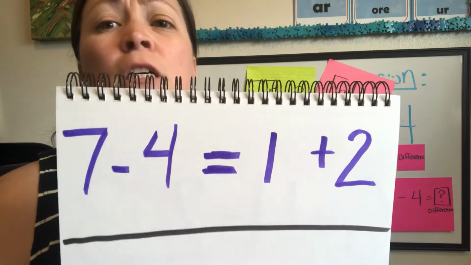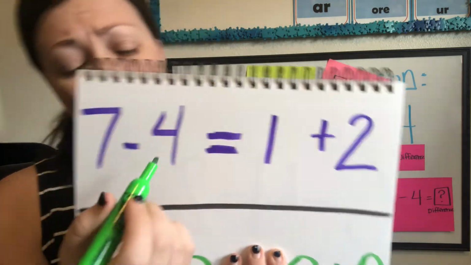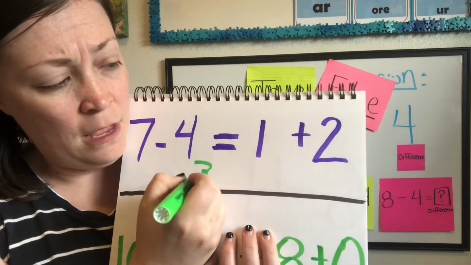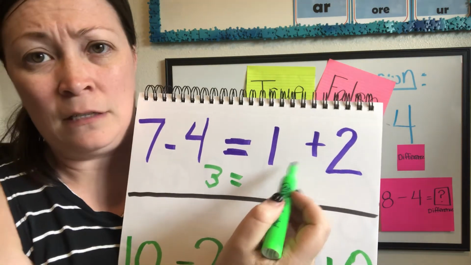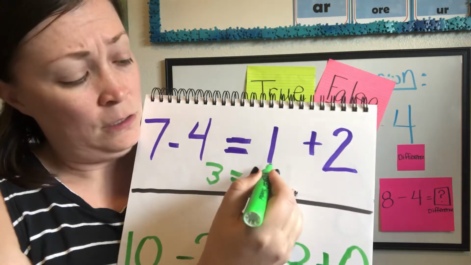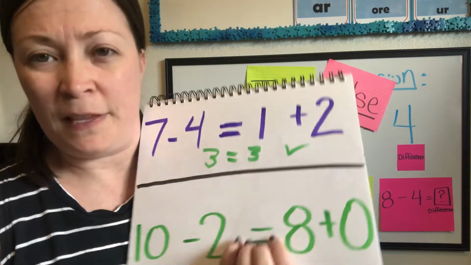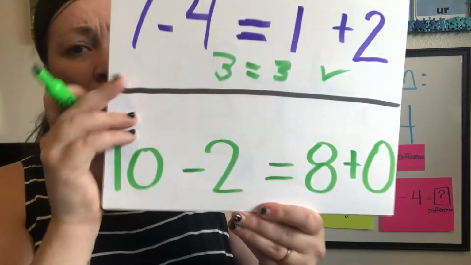True, true, true! Nice. 7 minus 4 is 3. And 1 is like counting. So 2, 3. So we have 3 equals 3. That checks out. All right, one more. Try this last one.